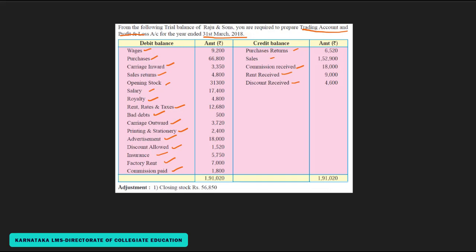So here also you can see some incomes, and that too few incomes comes under trading account.